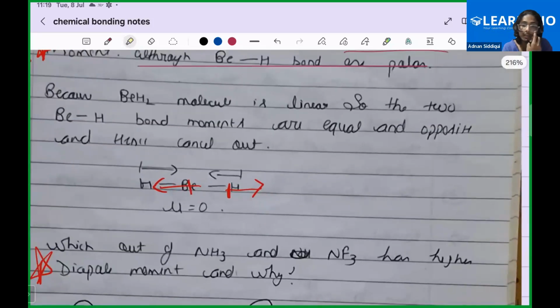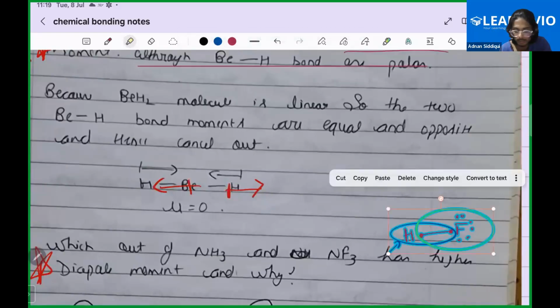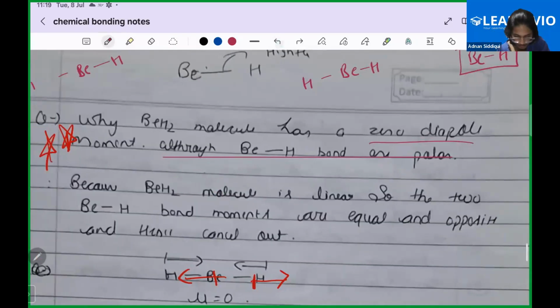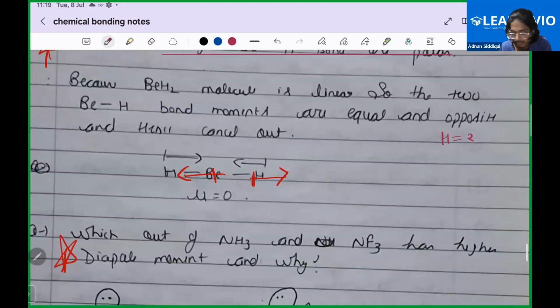I would request you to check the electronegativity of beryllium and hydrogen. Hydrogen is 2.2, right? What about beryllium? Search the electronegativity of beryllium. 1.57. That's the least. So which one is more electronegative out of hydrogen and beryllium? Hydrogen. Good.